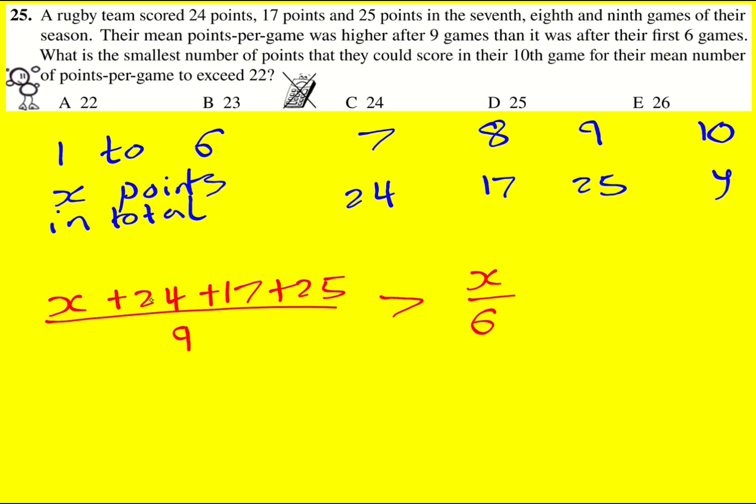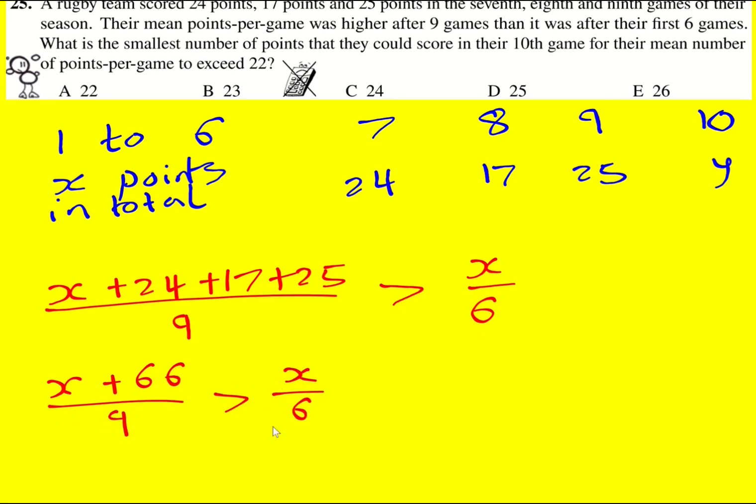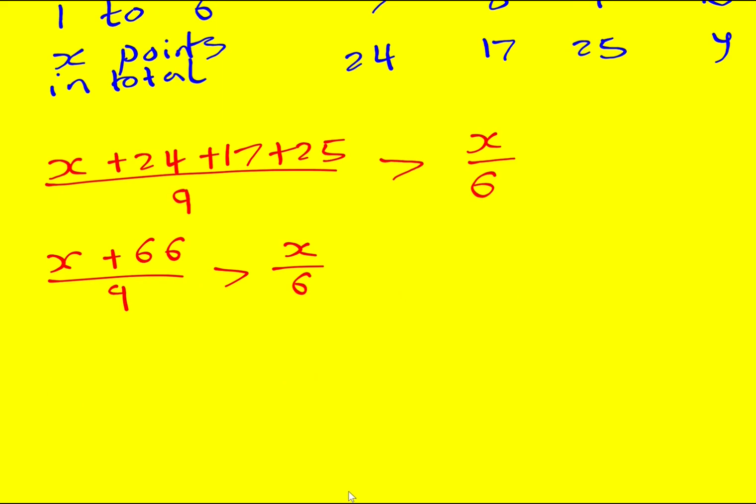So if I add these up, I'm going to get 24 plus 25 is 49, 59, it's going to be 66. So x plus 66 over 9 is greater than x over 6. So I can now cross multiply essentially. Actually, I could times through by 3, which cancels this down to 3 and this to 2. Then it'll be a bit easier to cross multiply. I'm going to get 2x plus 132 is greater than 3x, which means x is going to be less than 132.